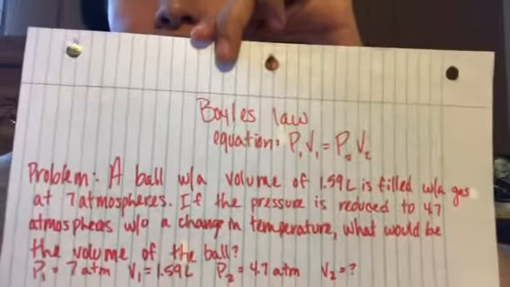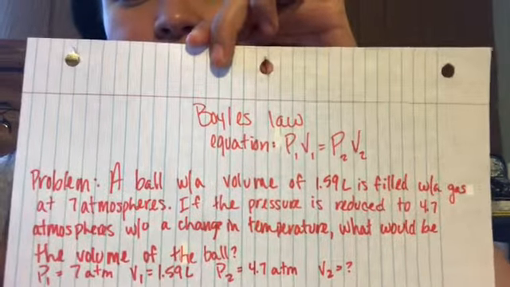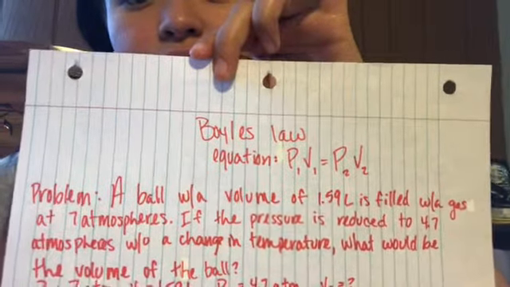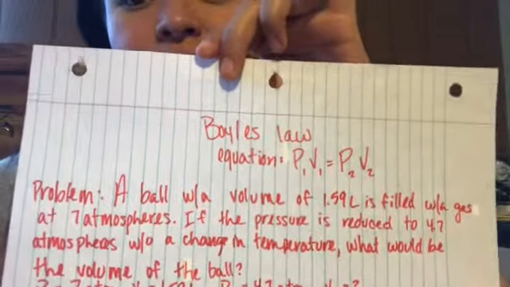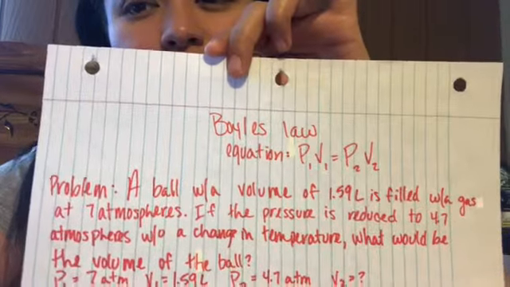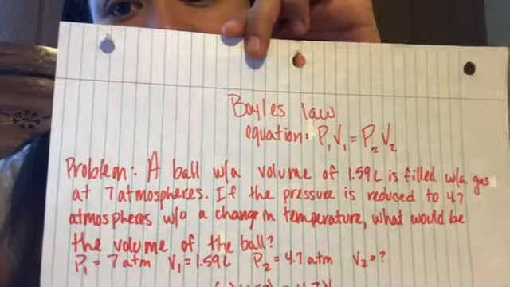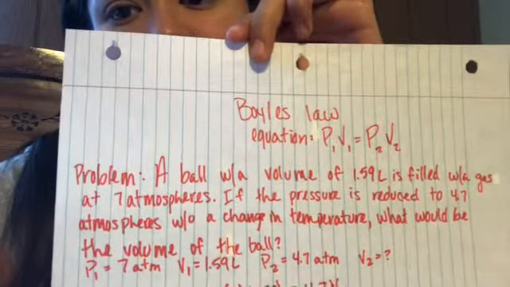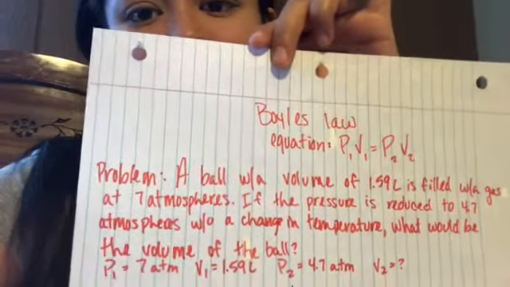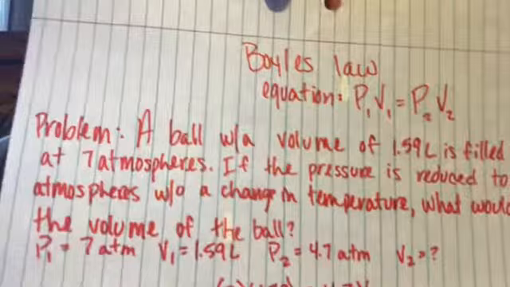We have a problem here saying a ball with a volume of 1.59 liters is filled with a gas at 7 atmospheres. If the pressure is reduced to 4.7 atmospheres without a change in temperature, what would be the volume of the ball? So we have that P1 is given, which is 7 atm, and V1 is given at 1.59 liters. P2 is given at 4.7 atm, and we need to find the final volume.